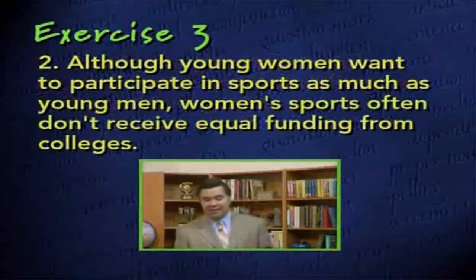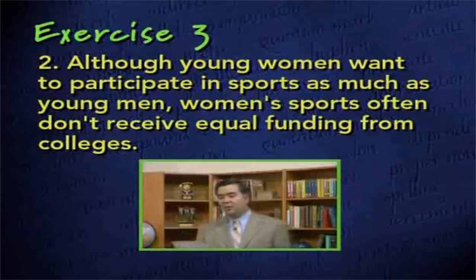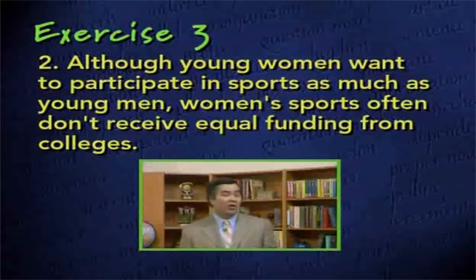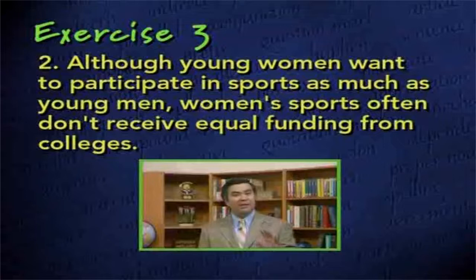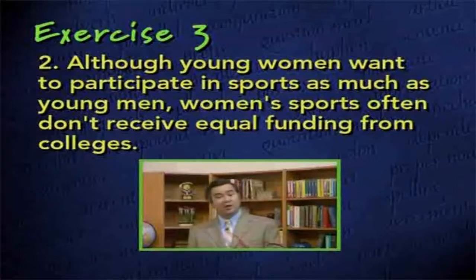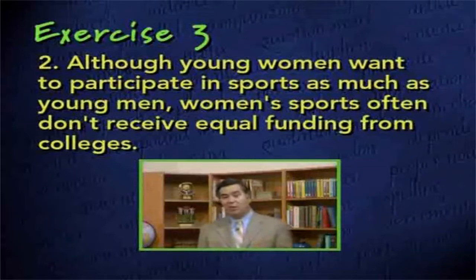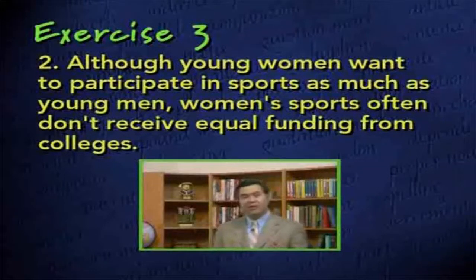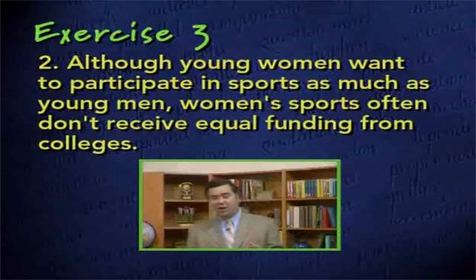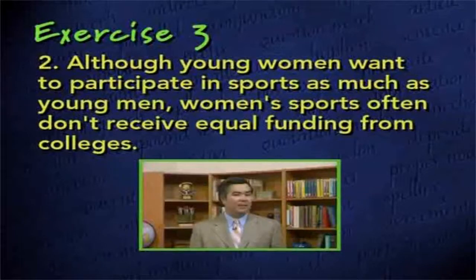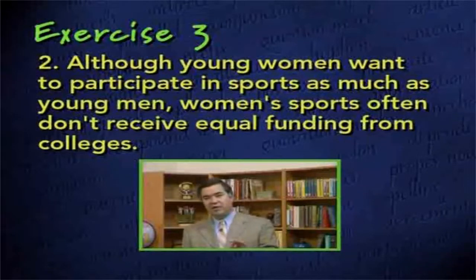Let's look at our second example. Although young women want to participate in sports as much as young men, women's sports often don't receive equal funding from colleges. Here we have a slightly longer sentence, but it's still fundamentally not too complicated. It really consists of just two clauses. Let's break it down into parts and analyze each one. The first clause is everything before the comma, and it reads, although young women want to participate in sports as much as young men. What's the verb in this particular clause?